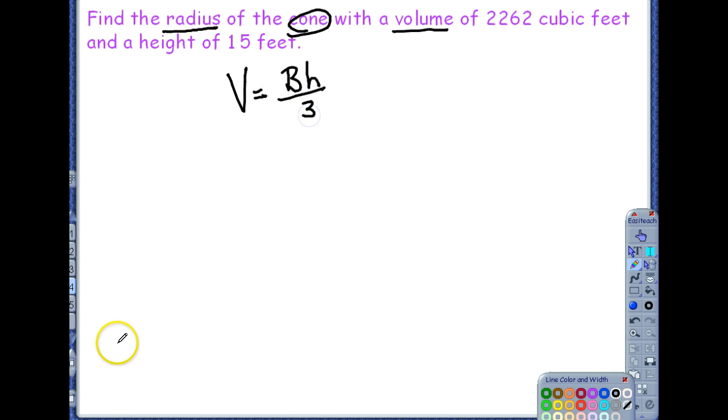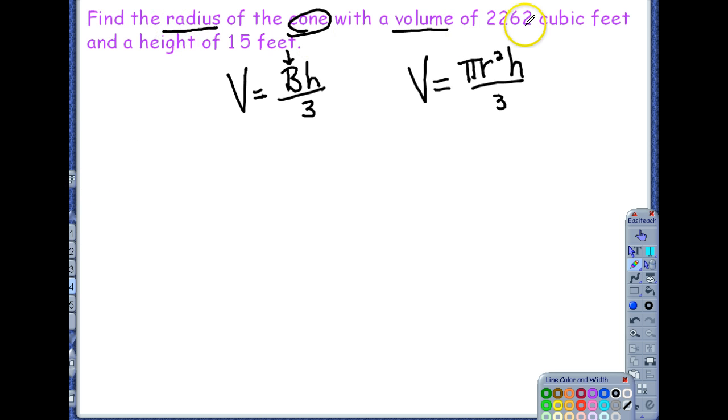Okay. Let's switch gears a little bit. Sounds good. Now, on this one, we're finding the radius, so is the radius really part of this formula? Well, technically it is because the base area is pi r squared. So we could just go ahead and do that instead. You guys want to do that? Let's do that. Volume equals pi r squared times height divided by 3. Love it. That way we can actually talk more specifically about the radius.